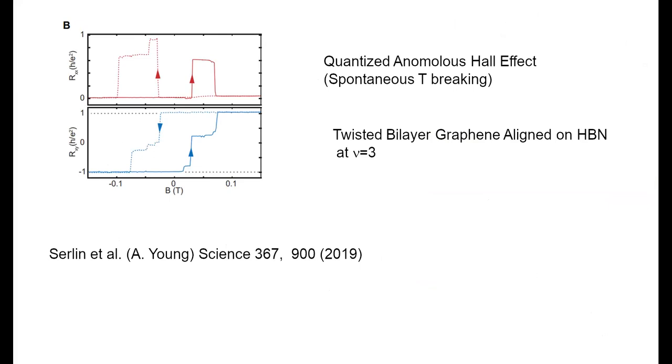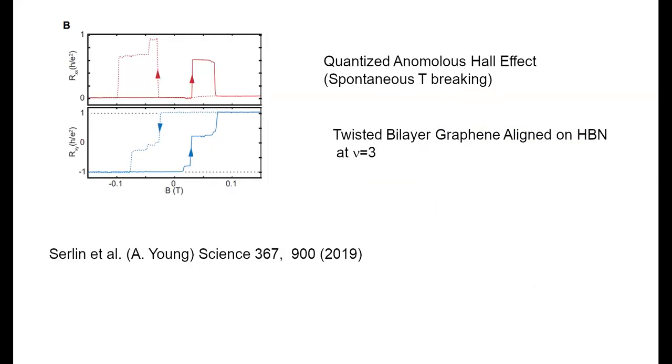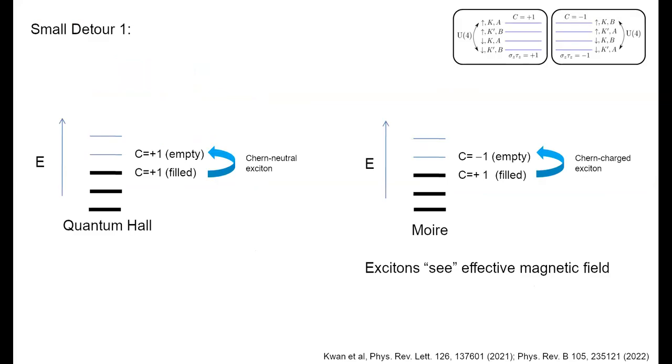But as you pointed out, it's actually quite unusual, and in order to get it, you actually have to align your graphene very carefully to the hBN. But if you do that, if you add that perturbation, then the quantum anomalous Hall does come out, which is interesting in itself.